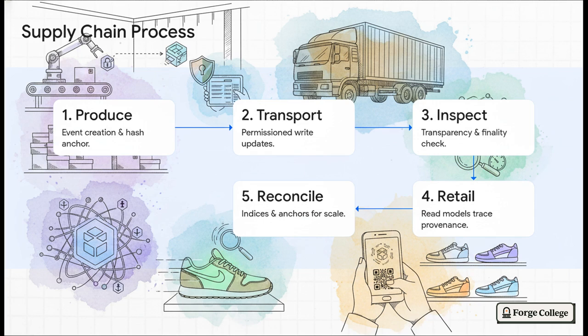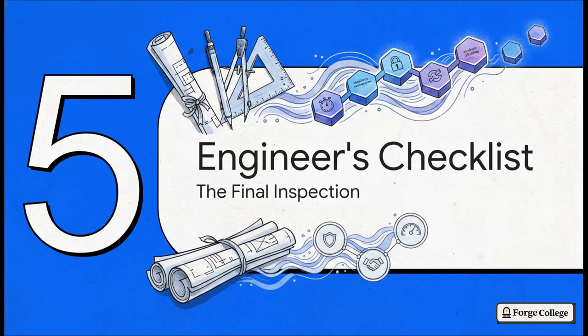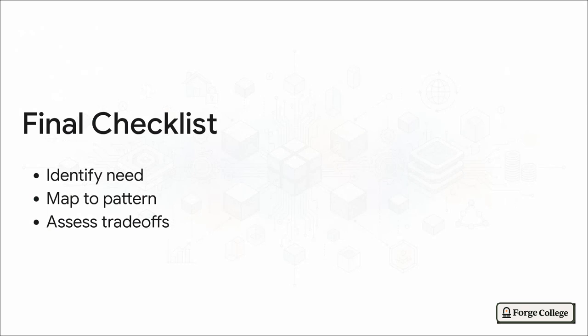Finally, step 5 is where scalability really kicks in, using off-chain reconciliation and indices for lightning-fast queries without totally bogging down the main network. Which brings us to Section 5, the final inspection, the engineer's checklist. Let's pack up these blueprints and summarize. So the crucial point is that these blockchain concepts aren't just abstract ideas, they are highly functional operational levers that dictate performance. Going forward, I want you to carry this 3-step checklist into literally every Web3 project you evaluate.